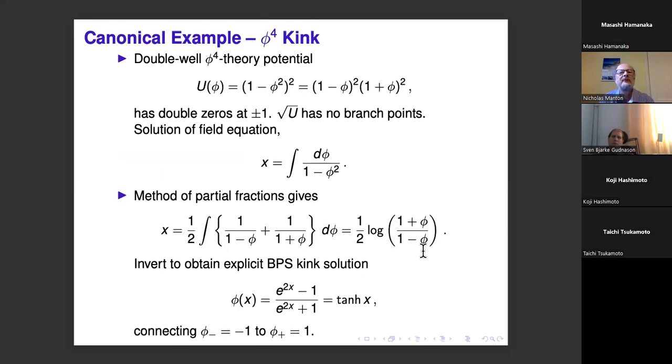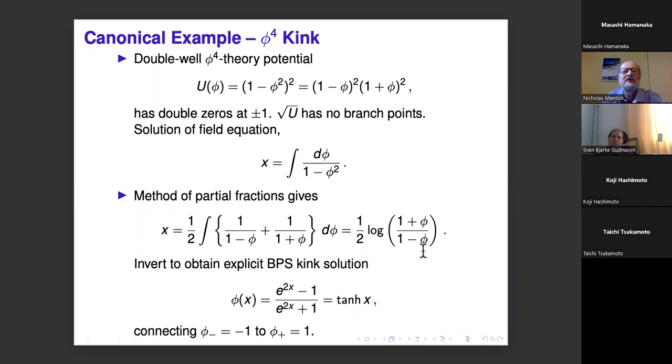So let's look at some examples, and then we'll start to see illustrations of these double zeros and multiple zeros. So the classic example of a kink is the so-called phi to the fourth theory kink. This comes from the double well phi to the fourth potential. I've got a picture of this in a couple of slides. So U of phi is a quartic function, a function that has a maximum power phi to the fourth. So 1 minus phi squared all squared.